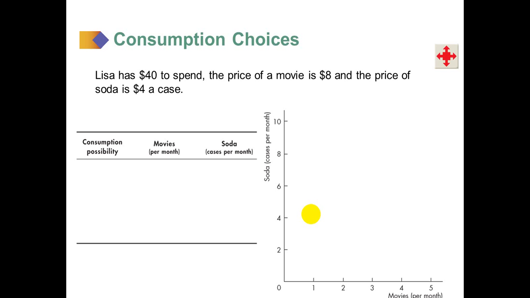The consumer's budget line is a constraint. Consumption choices are limited by income, the price of movies and the price of soda. When Lisa spends all of her income, she reaches the limits of her consumption choices. Lisa's budget line shows the limits of her consumption choices.